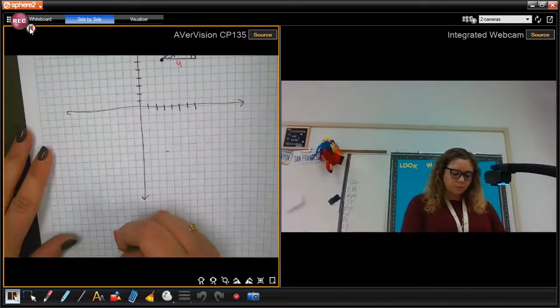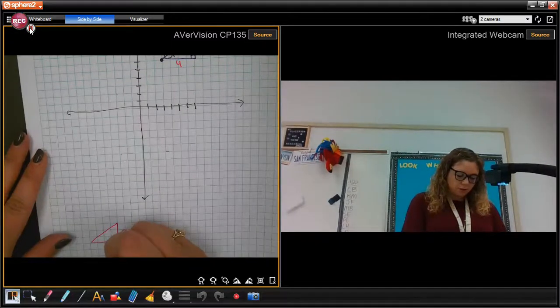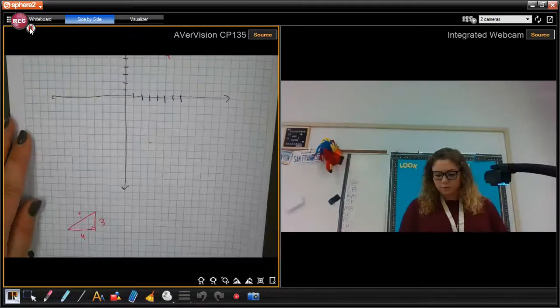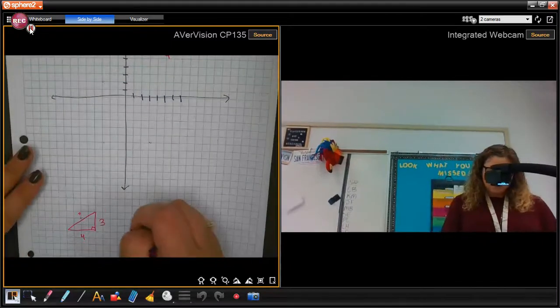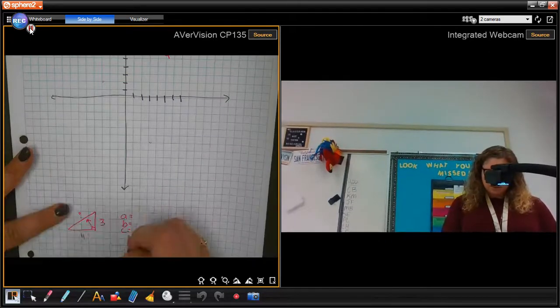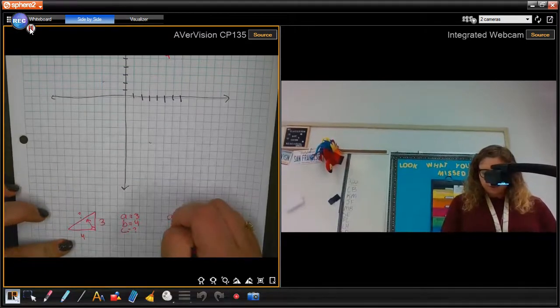So I'm going to draw my triangle to the side. The hypotenuse is something we don't know. And we're going to use the Pythagorean theorem. Okay. So A, B, C. My C we don't know. A is going to be 3, B is going to be 4. A squared plus B squared equals C squared.